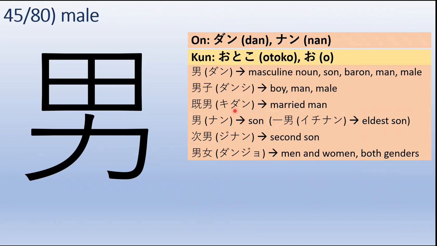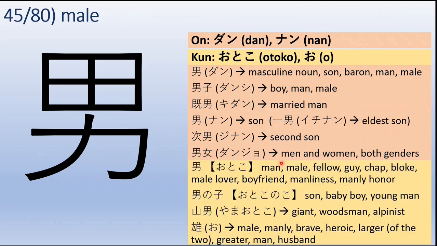Then we have kidan. Kidan means a married man. We have nan as son, and ichinan as the eldest son or the first son. Ichi means one. Then we have jinan, which means the second son. Then we have danjo, which means men and women, or both the genders. In kun'yomi, we have otoko, which means man, male, fellow, guy, chap, bloke, male lover, boyfriend, manliness, or manly honor. Then we have otokonoko. Otokonoko means son or a baby boy or a very young man.